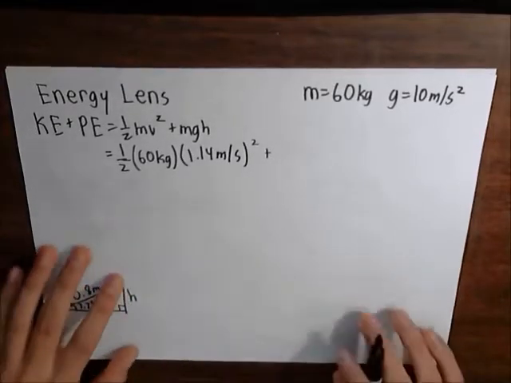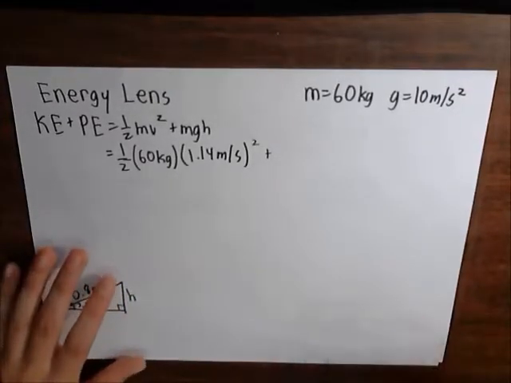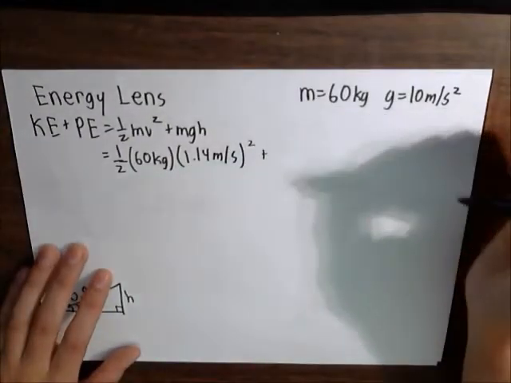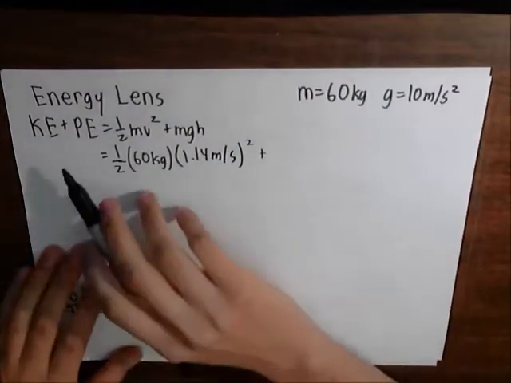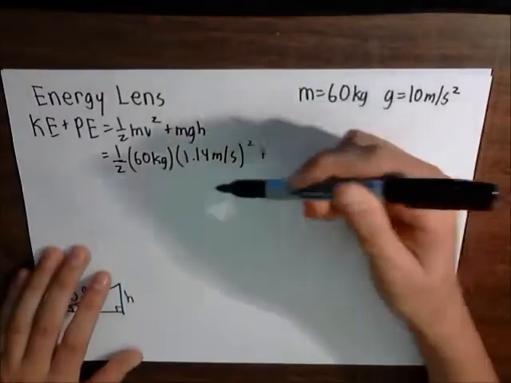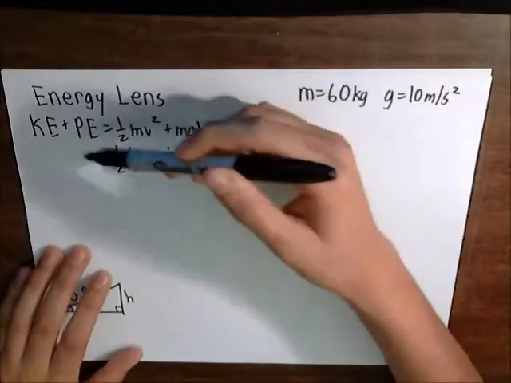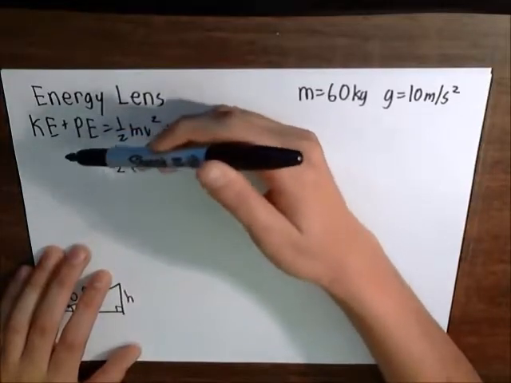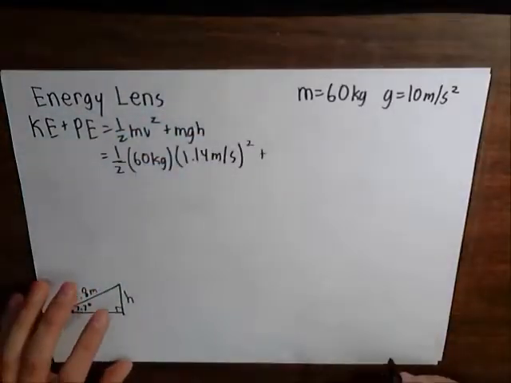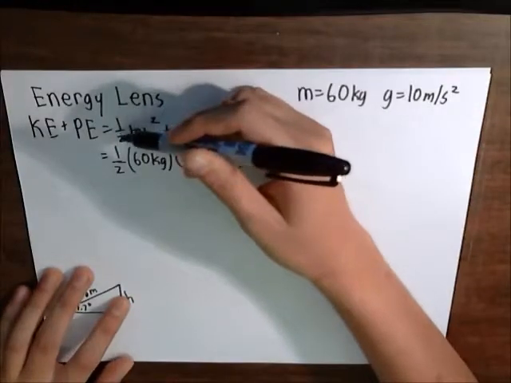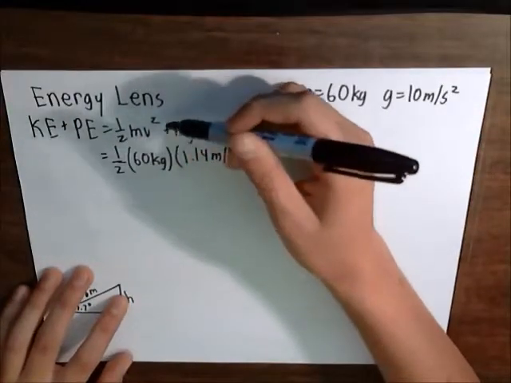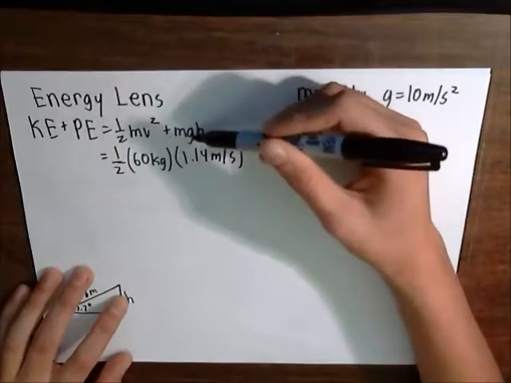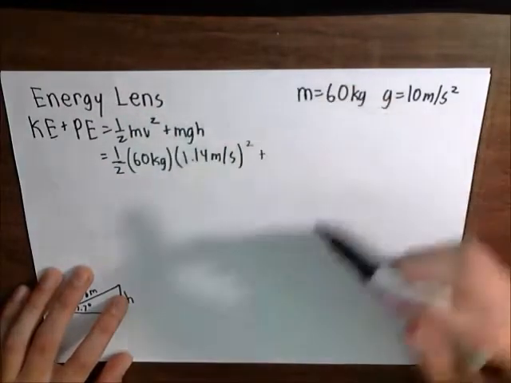Alright, so now we can start focusing on the energy lens, and previously we were in a kinematics lens. So now that we have velocity, we can start plugging in some equations. We want to get the total kinetic energy and the total potential energy. We know that kinetic energy is equal to 1/2 times mass times velocity squared, and potential energy is equal to mass times the acceleration due to gravity times height.